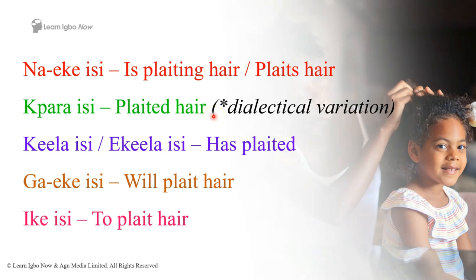Nkechi kpara. Nkechi plaited her hair. Nkechi kere. Nkechi plaited her hair. So kpara and kere mean the same thing. They're just dialectical variations. Keela or ekele has plaited. Nkechi ekela isi ya. Nkechi has plaited her hair. Keela or ekela has plaited.